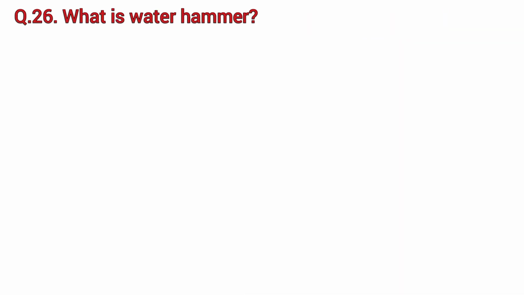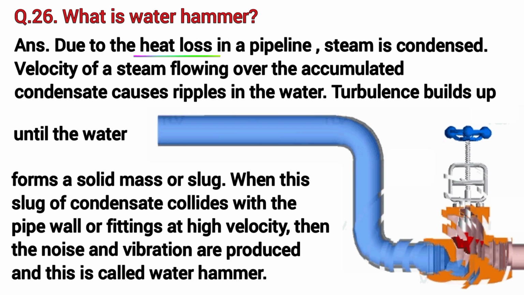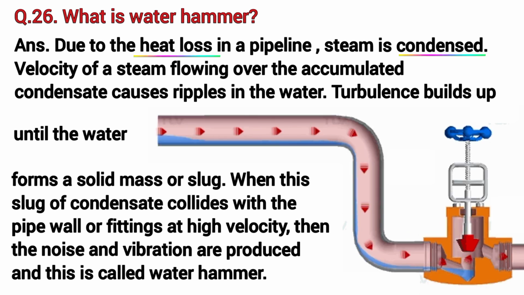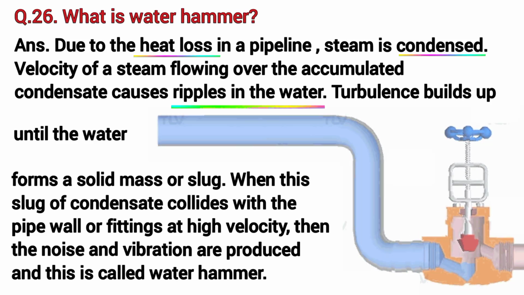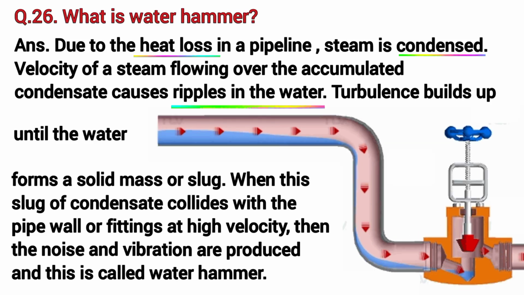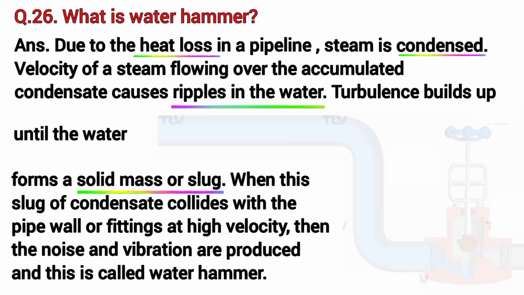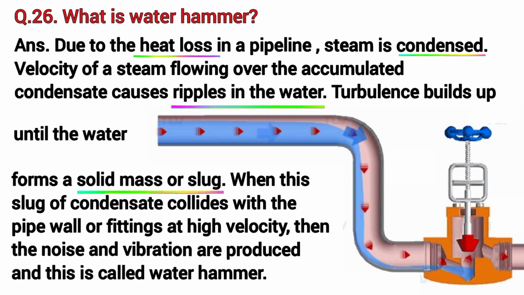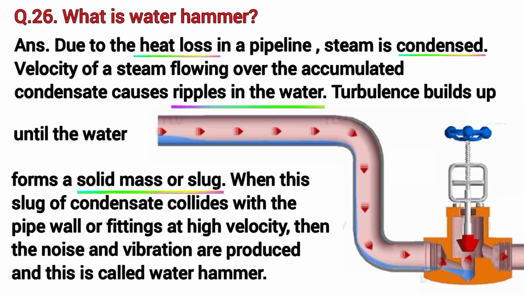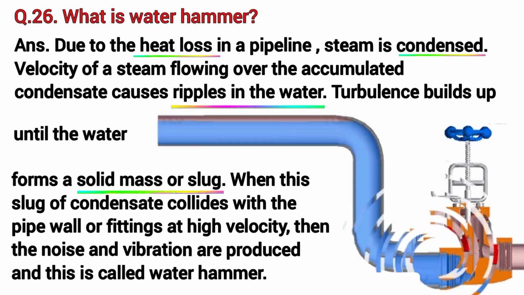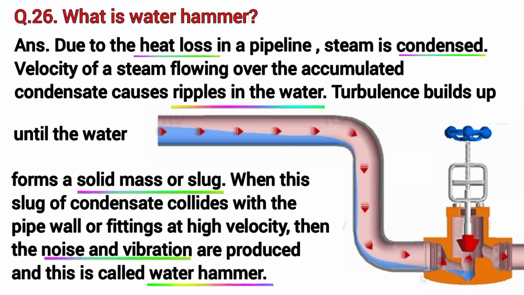What is water hammer? Due to the heat loss in a pipeline, steam is condensed. Velocity of steam flowing over the accumulated condensate causes ripples in the water. Turbulence builds up until the water forms a solid mass or slug. When this slug of condensate collides with the pipe wall or fittings at high velocity, then noise and vibration are produced, and this is called water hammer.